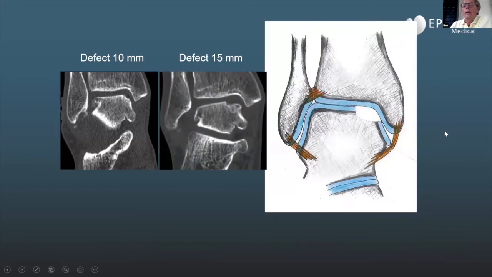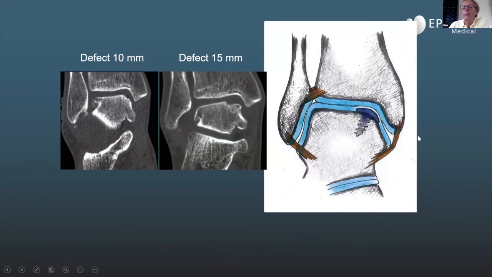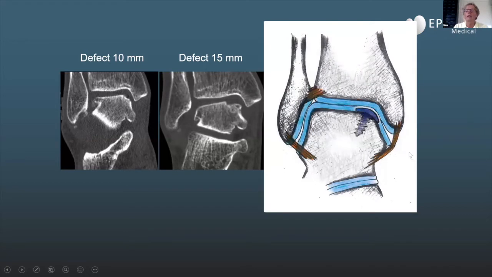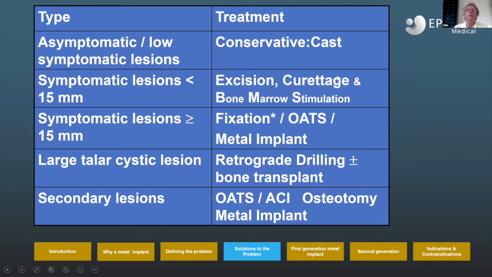So how can we prevent this edge loading in a large defect? Prevent the loading of the edge. If we put in a metal implant and we put it in under recess, like you see here, then you see what happens on walking. Now the implant protects the edges of the cartilage, and that is what happens, and that is the working mechanism of a metal implant.